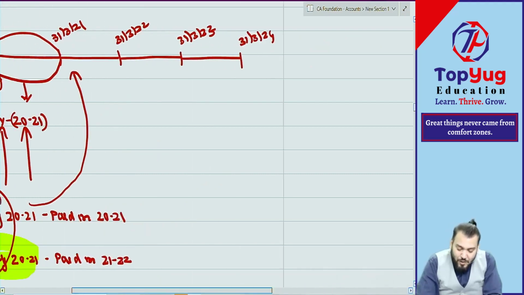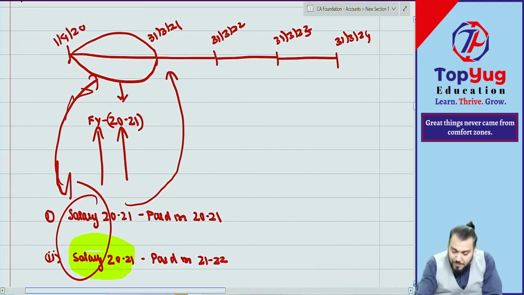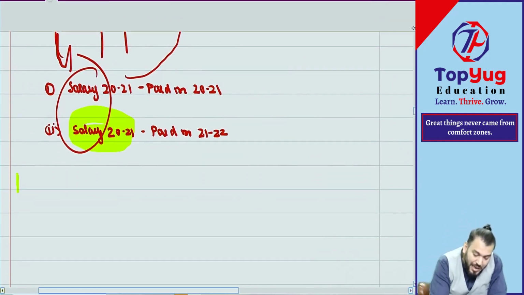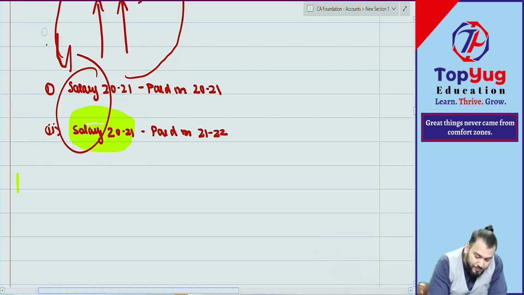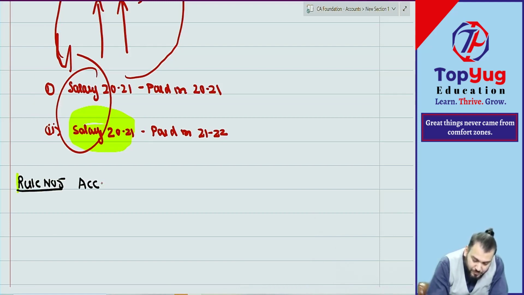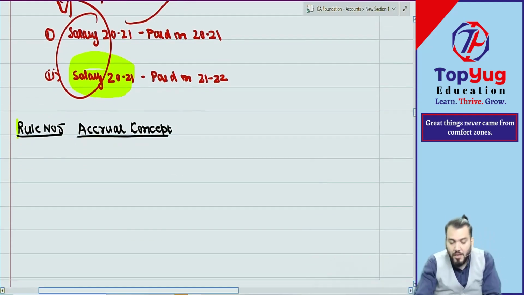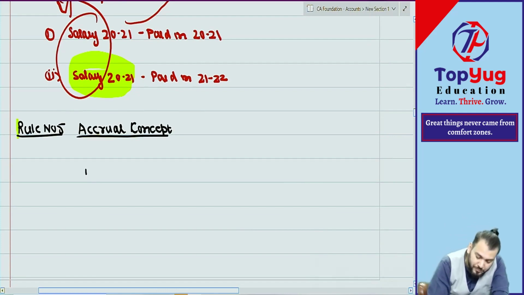Can I say the accrual concept has been derived from the periodicity concept? Correct? Accrual. I'm writing the spelling, don't worry. Rule number 5. ACCRUAL concept. Correct? Accrual concept. Write down.